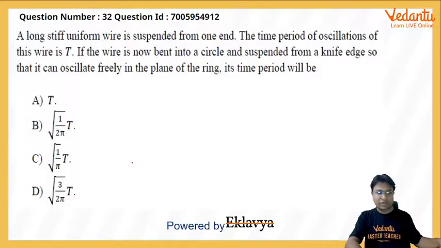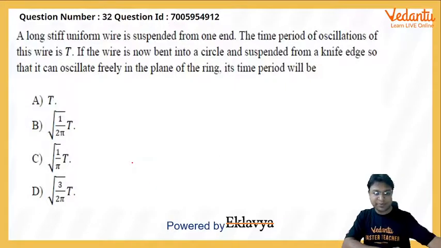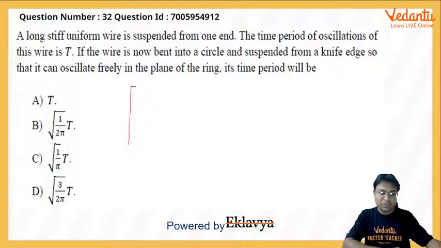Hello students, so we are now discussing question number 32 of KVPY SX 2021 paper. We are into physics section and this is question number 12 of physics. It says that a long strict uniform wire is suspended from one end, time period of oscillation is T. So we are using the wire as a physical pendulum.